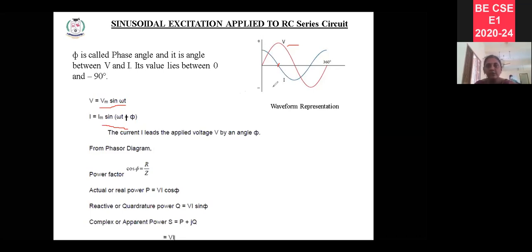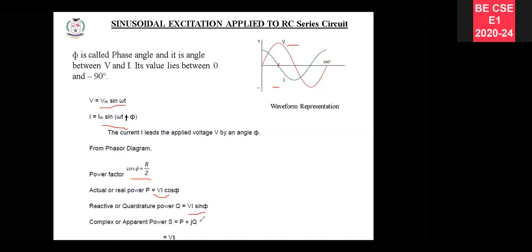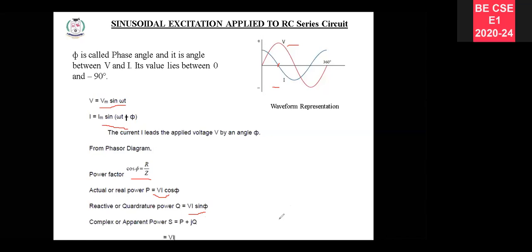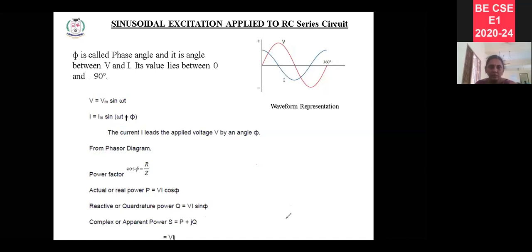So this is the phasor representation or the waveform representation. All the others you will be having the same. Whatever we have derived, cos phi is equal to R by Z. P is equal to VI cos phi, unit is watts. Q is equal to VI sin phi, unit is volt ampere reactive. And complex or apparent power, what is the unit? Unit is going to be volt ampere. Okay. Next. I think it is clear now.